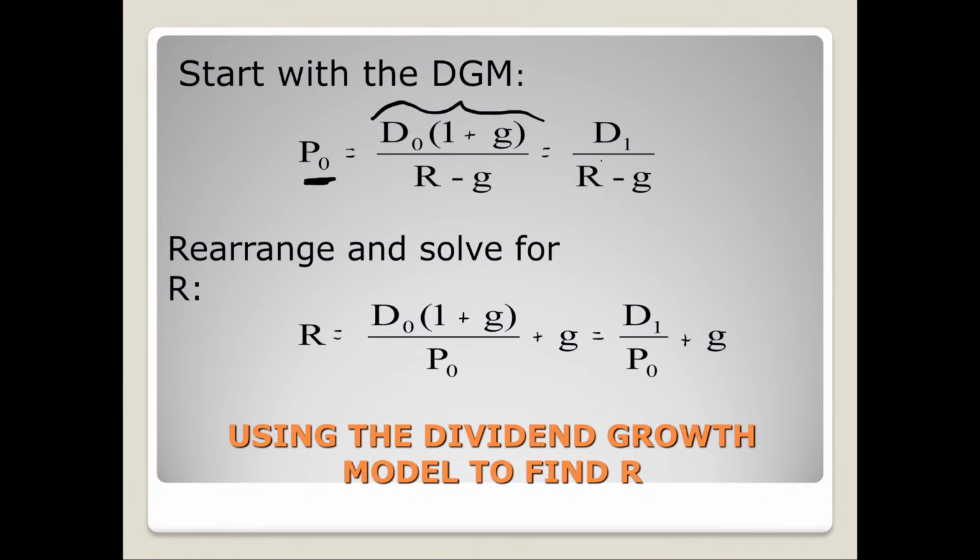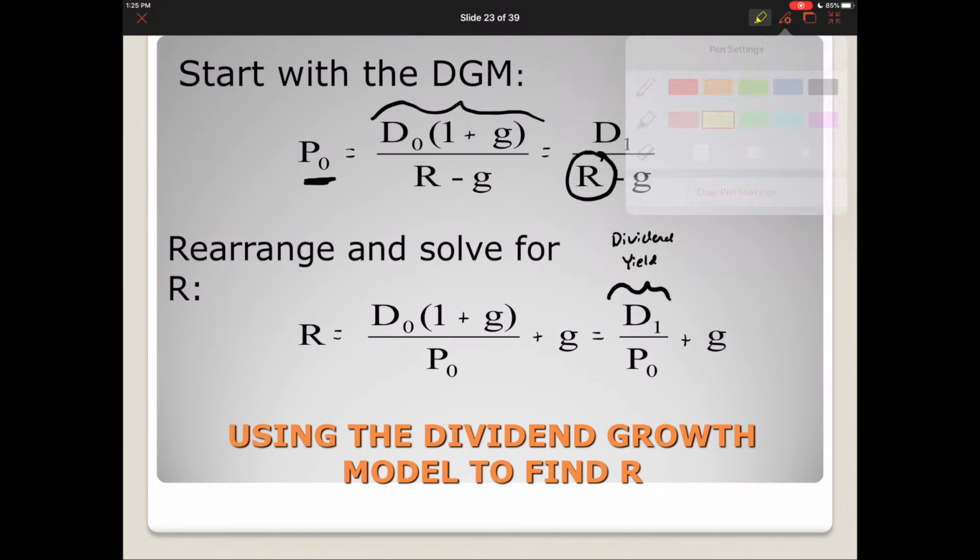If I rearrange and solve for this variable R, we can see that R can be broken down into the next year's dividend divided by the current price, which I mentioned briefly before, is our dividend yield, which can be thought of as: if I pay this price, what return or what yield do I get in the form of dividends for that next period? So the dividend yield plus the constant growth rate, and this constant growth rate is what is called our capital gains yield.